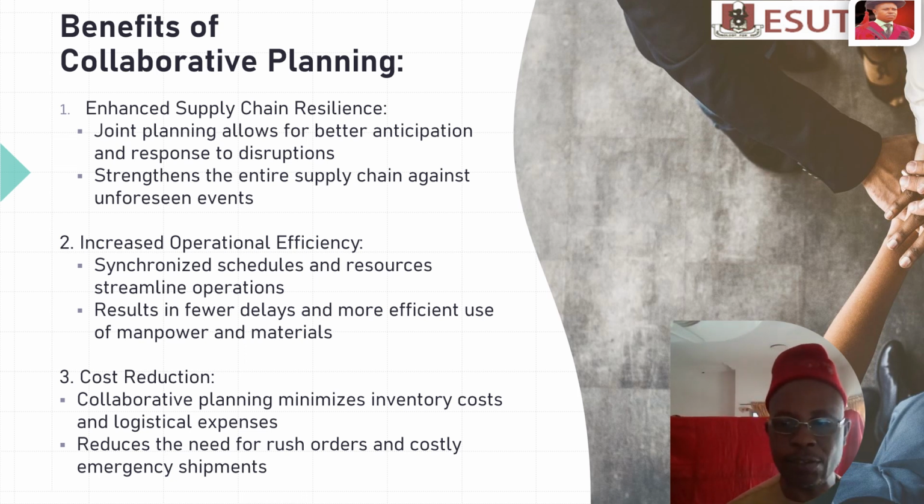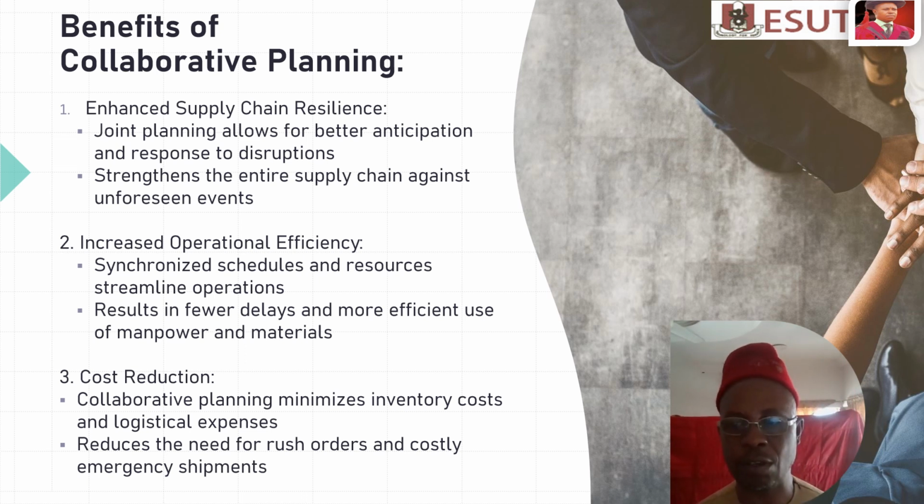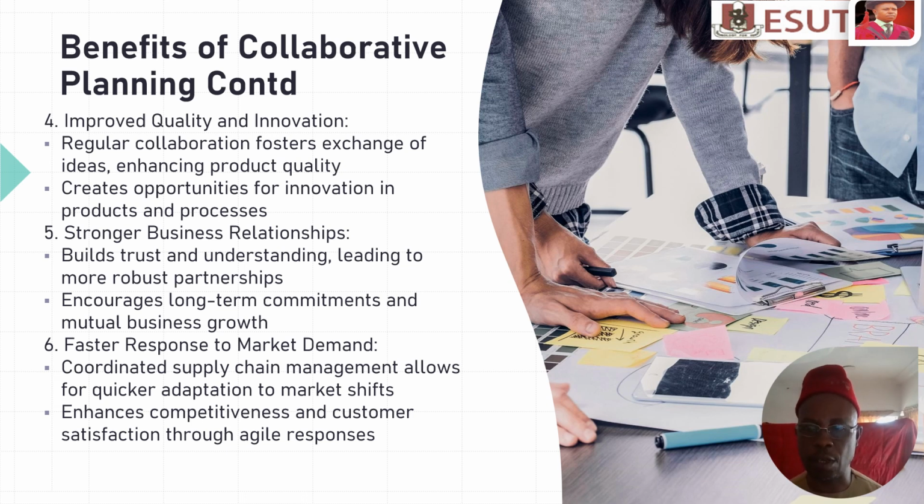Cost reduction. Collaborative planning can lead to significant cost saving through optimized inventory levels, shared logistics, and avoidance of rush orders and emergency shipments. 4. Improved quality and innovation. Regular interactions and joint planning create opportunities for sharing insights that can lead to improvement in product quality and the development of new products or processes.